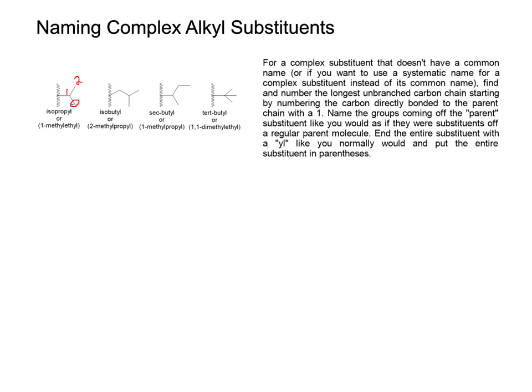We can do the same thing for the other 3 common groups that we know. So for isobutyl, we have 1, 2, 3, and coming off the 2 is a methyl group. So we have 2-methylpropyl. For sec-butyl, the longest chain is 1, 2, 3, and we have a methyl coming off the 1, so we call this 1-methylpropyl. And last, for tert-butyl, the longest chain is just 2. And we have 2 methyls coming off the 1 position, so we call this 1,1-dimethylethyl.